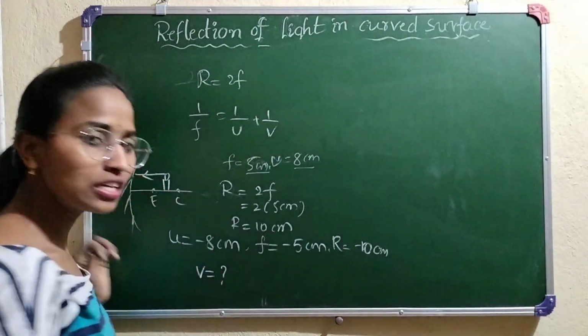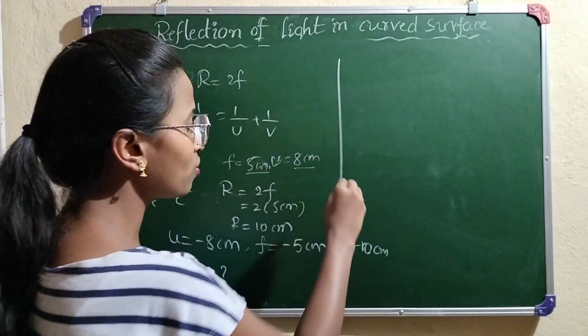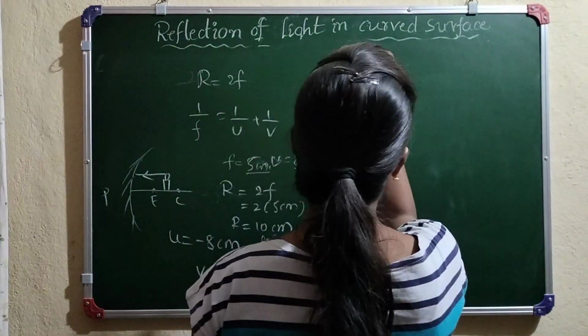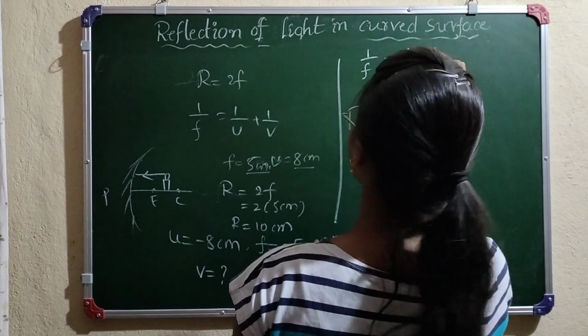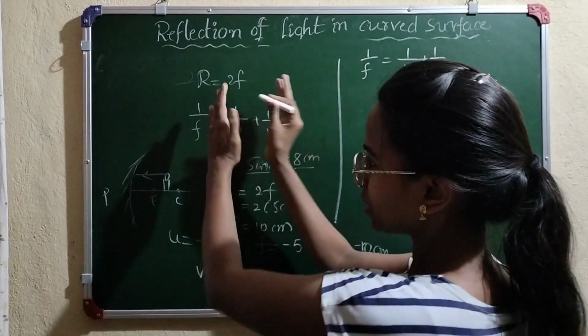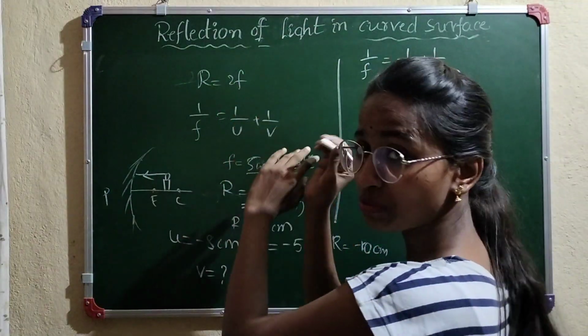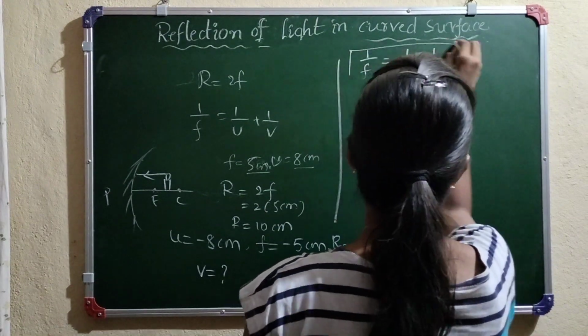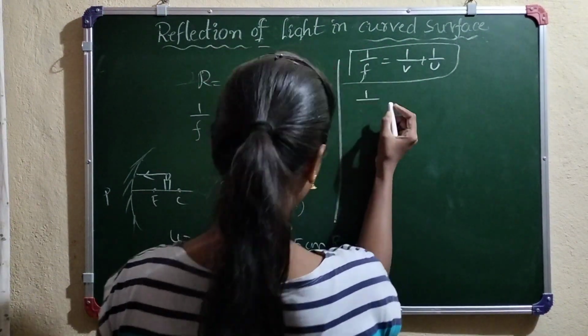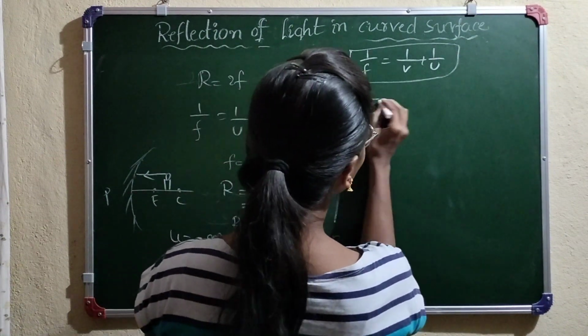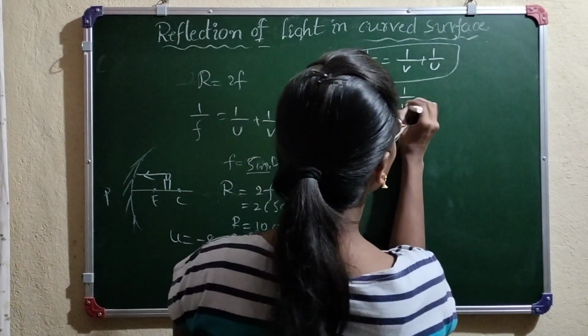They are asking the image distance. So we should use the mirror formula: 1 by f is equal to 1 by v plus 1 by u. If you write 1 by u and 1 by v separately with a plus in between, nothing will be changed, right? So now see, 1 by f. What is the f value? Minus 5.